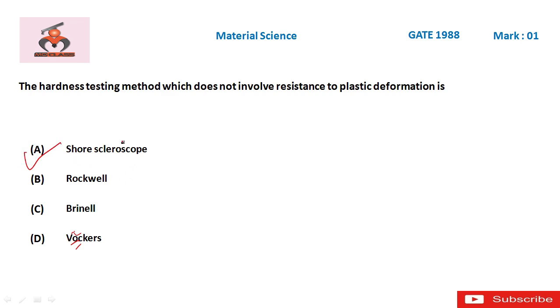In the Shore scleroscope, the hardness is measured based on the amount of rebound of the ball when it is dropped on the material. It is generally used for the measurement of hardness of very soft materials like rubber.